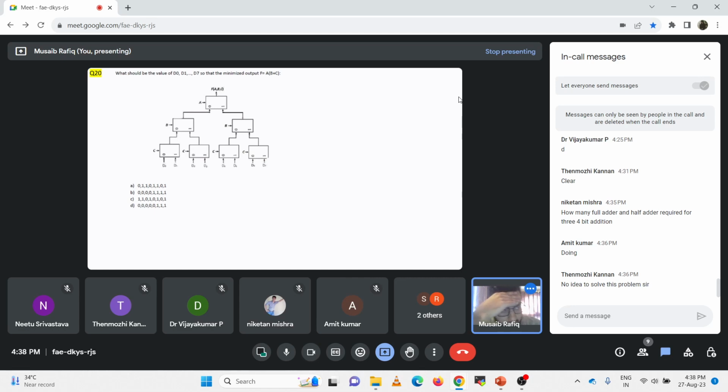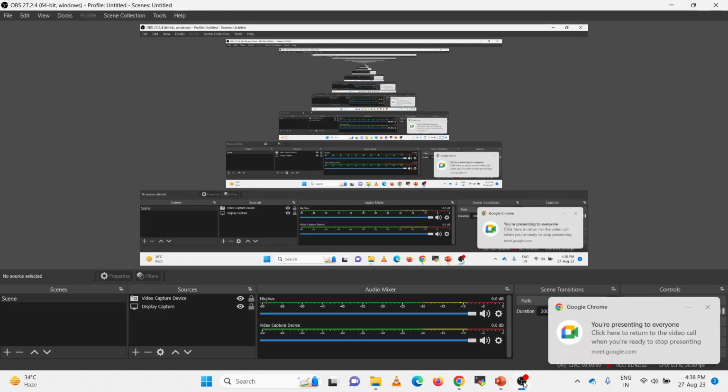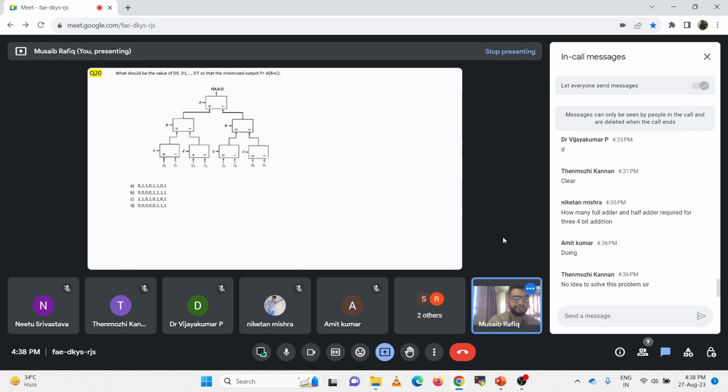So I'll just wait for 1 more minute and then we can solve it. This is an interesting question. It's pretty simple if you take one way, and it becomes cumbersome if you take another way. But you can get the solution both ways. So let me just show the solution.